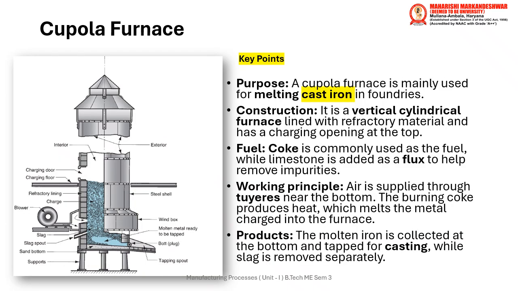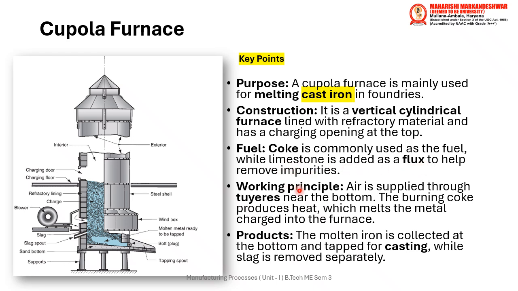Now we have the cupola furnace. Now what is the cupola furnace? A cupola is basically used for melting the cast iron in the foundries, and in its construction, it is a vertical cylinder that is lined with refractory materials and has a charging opening at the top. Now the fuel used here is the coke, that is commonly used as a fuel, whereas limestone is added as a flux to help remove impurities.